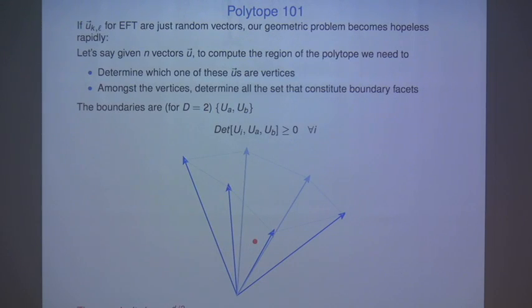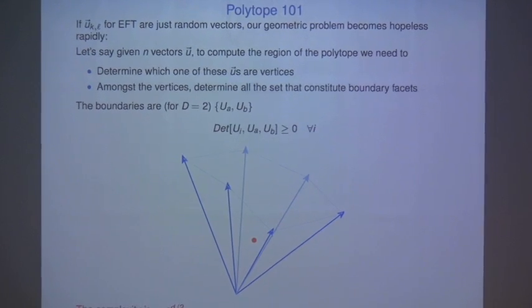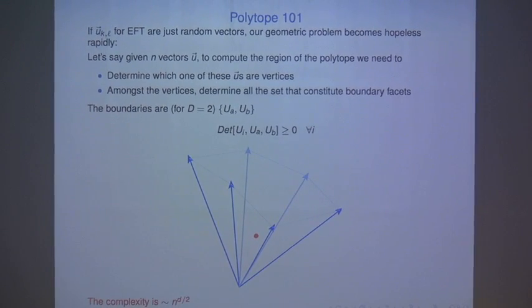So we basically have a problem where we want to understand whether or not something is inside a polytope. Now, if these U vectors coming out from expanding the Legendre polynomials are just random vectors, then this is basically a hopeless problem. Even though I make it sound very nice, saying that these coupling constants have to be inside a polytope, this is actually practically a useless statement.